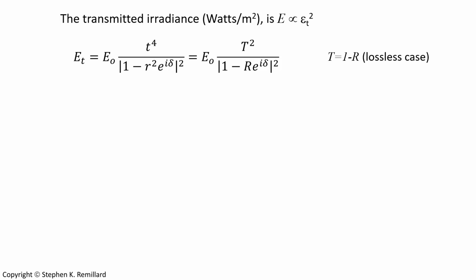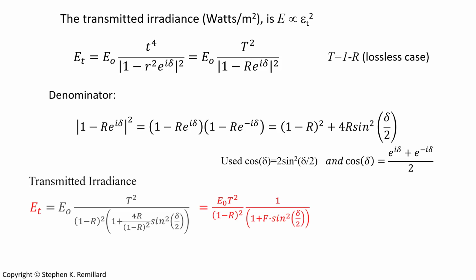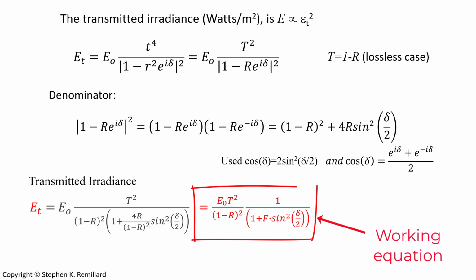T to the fourth I replace with t squared, t being the power transmission coefficient, and now replace the little r squared with big R, the power reflection coefficient. The I delta is complex, and the denominator is the modulus of that complex number. You can take a modulus by multiplying a number by its complex conjugate, and that's the mod squared of the denominator. Using this trig identity as well as the Euler relation, I can then rewrite the transmitted irradiance E sub t in terms of delta, that phase shift, without any complex exponential. And that's our working expression for the transmitted irradiance coming out of the two-mirror system.